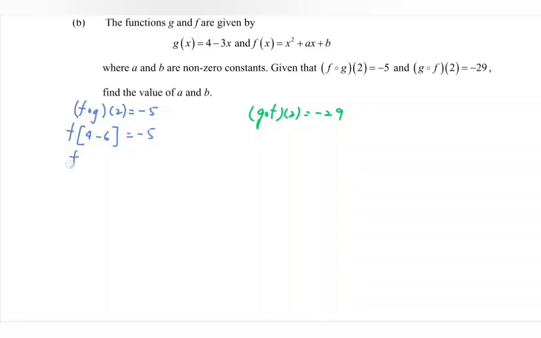So here we have f(negative 2). If we substitute the negative 2 into f, we will have 4 minus 2a plus b equals to negative 5. So kindly rearrange the equation given. Here we will have 9 equals to 2a minus b. So that is the first equation.